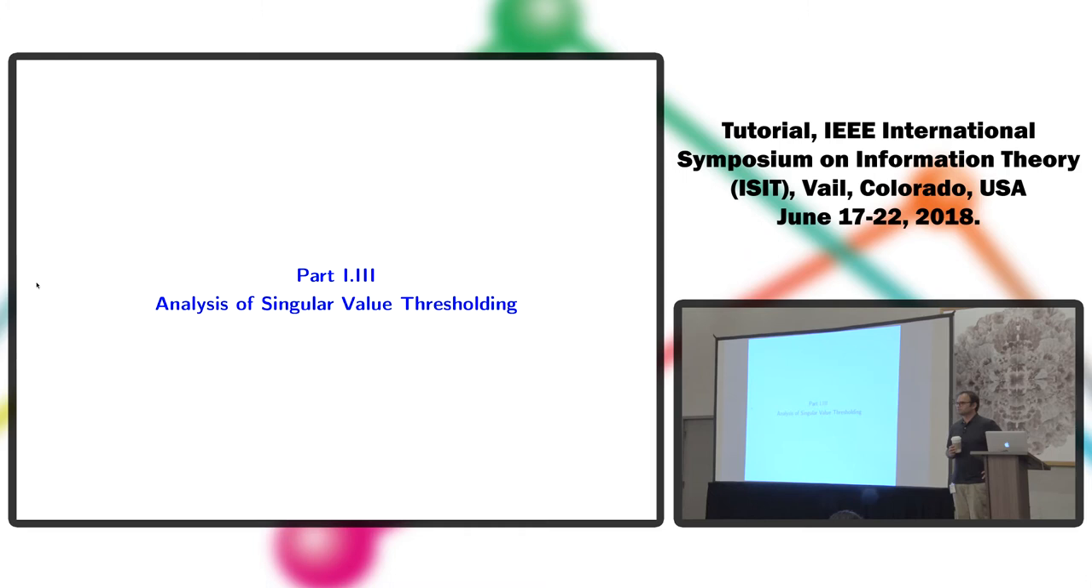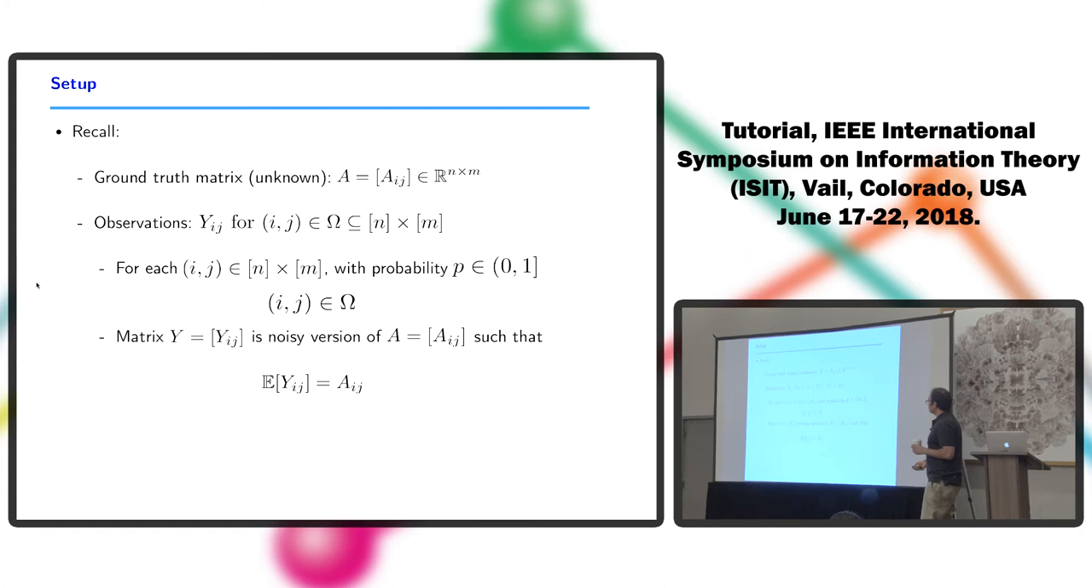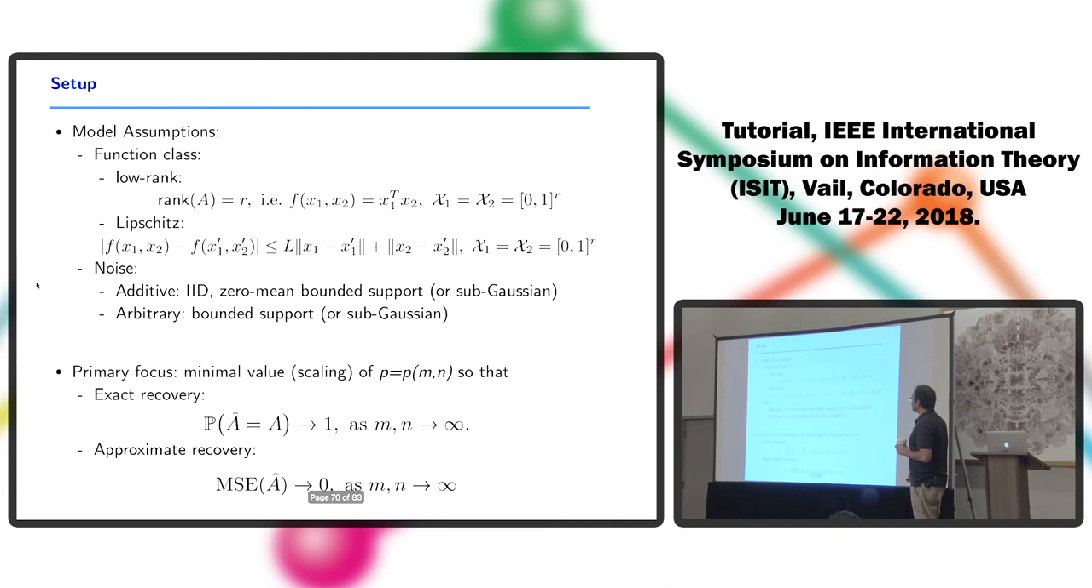Okay, wonderful. I'm going to talk about how we analyze singular value thresholding. Surprisingly, it's very simple. Let's quickly recall again: the ground truth matrix, and our observations such that the expectation of each entry is the ground truth. Let me give you a little more detail, because now we're going to do a more precise analysis.